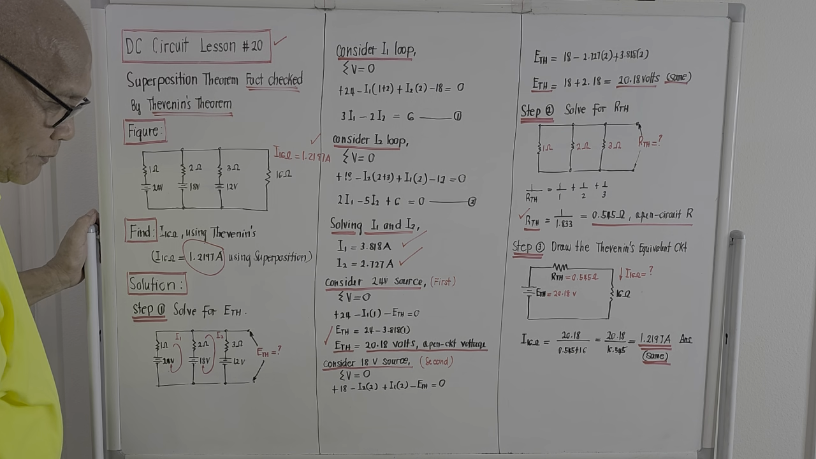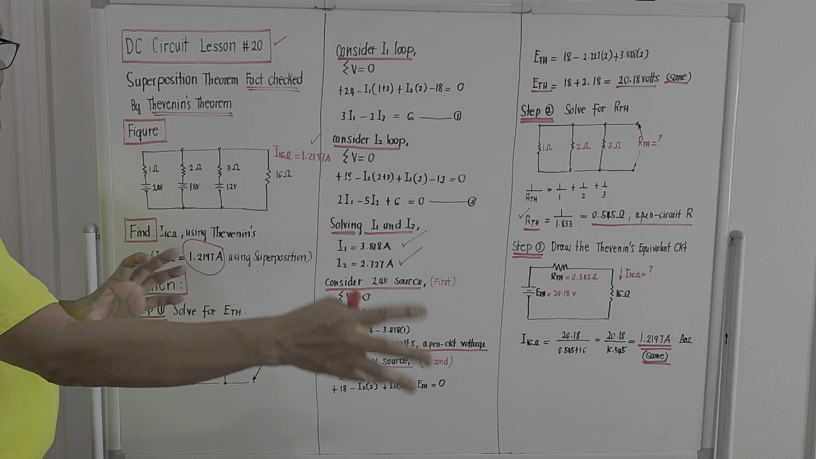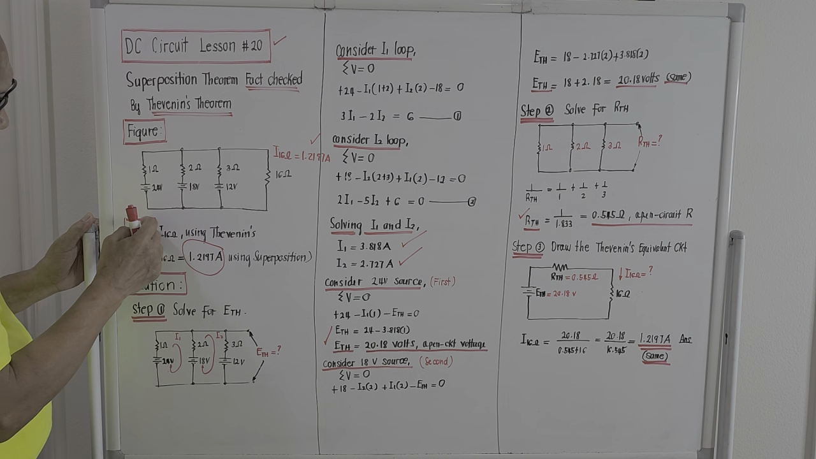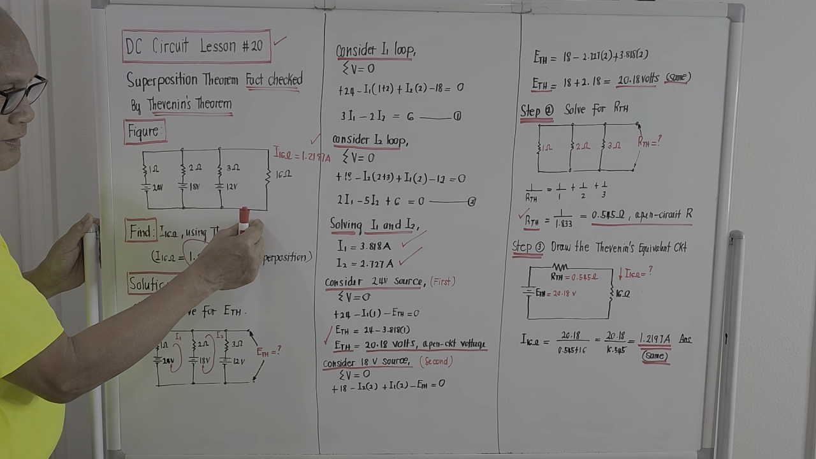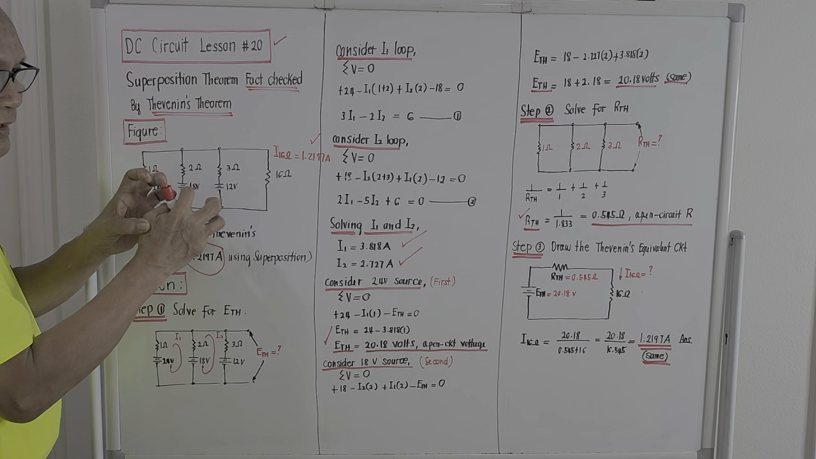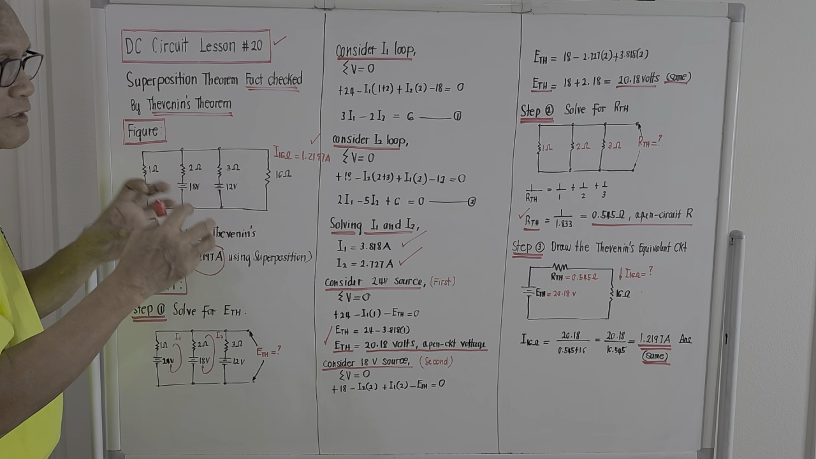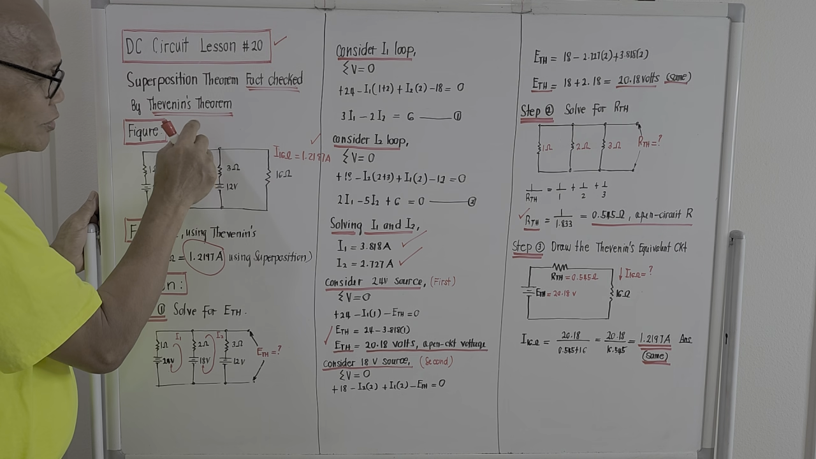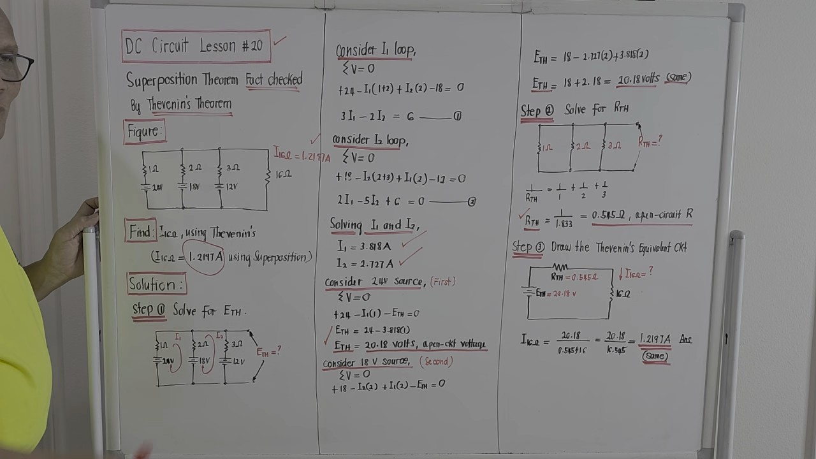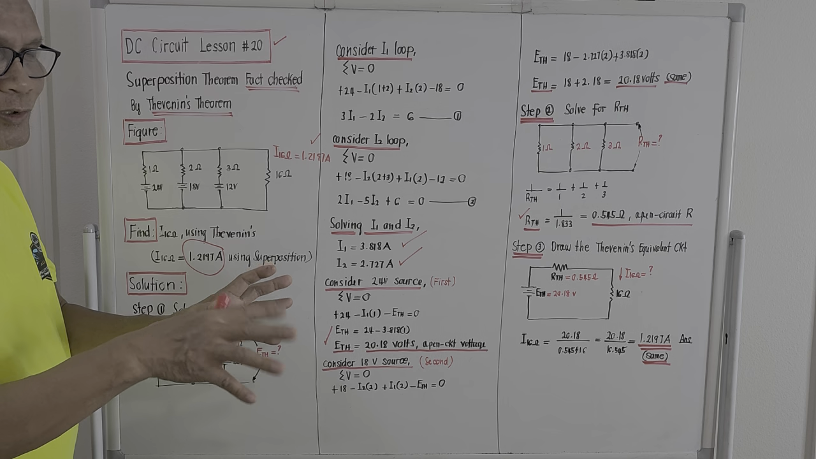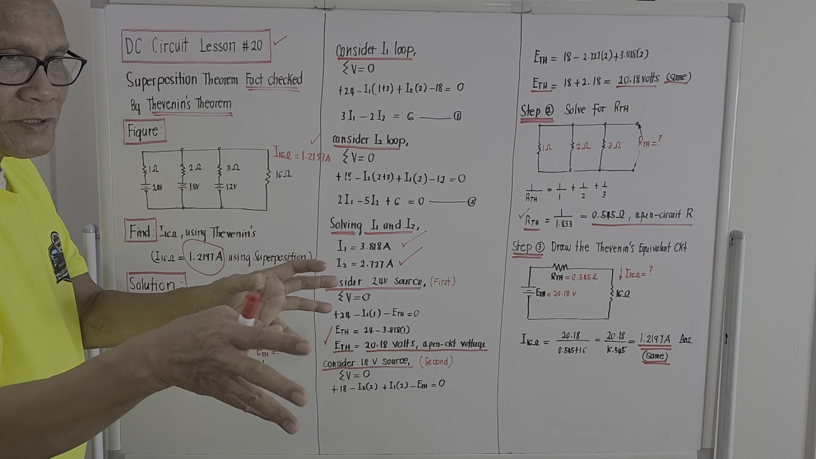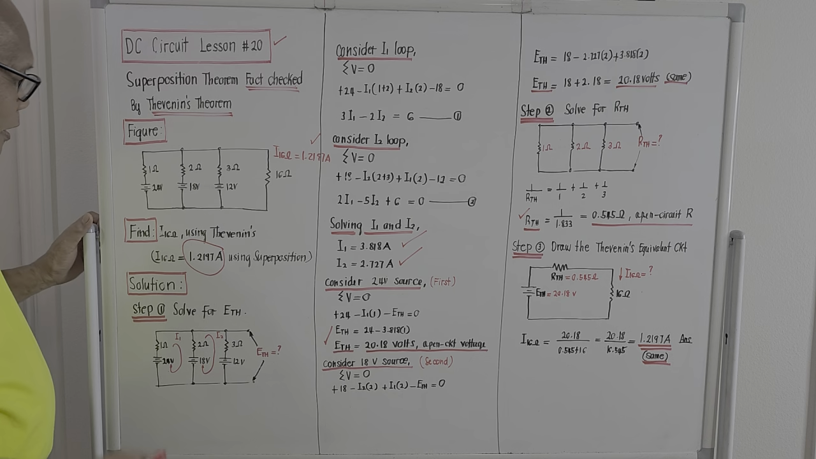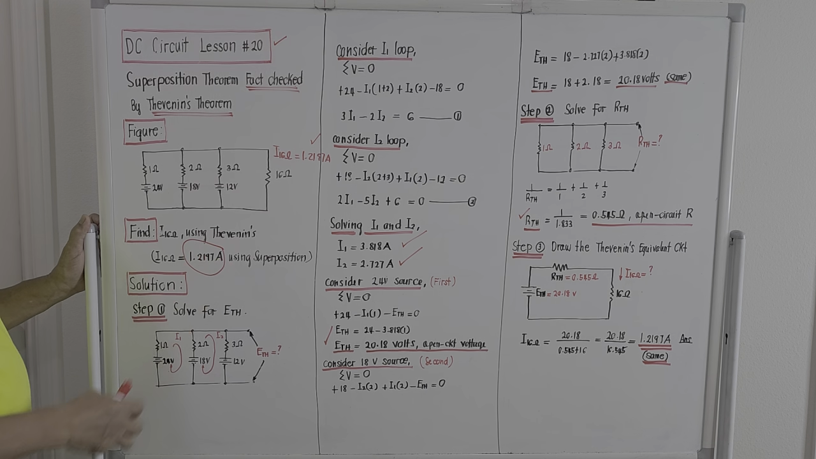Okay, let's proceed. The circuit diagram of lesson number 20 will be the same as for lesson number 19. This is the circuit diagram. So we are solving the same circuit and we are checking the validity of the answer 1.2197 ampere by using Thevenin's. For those of you who do not yet have a full grasp of Thevenin's theorem, this is for you guys. Let's try to bring out the solution.